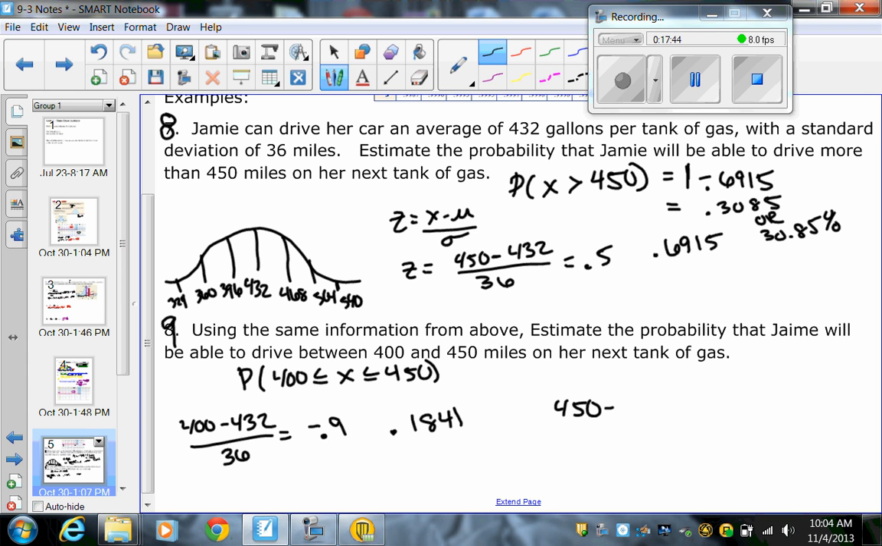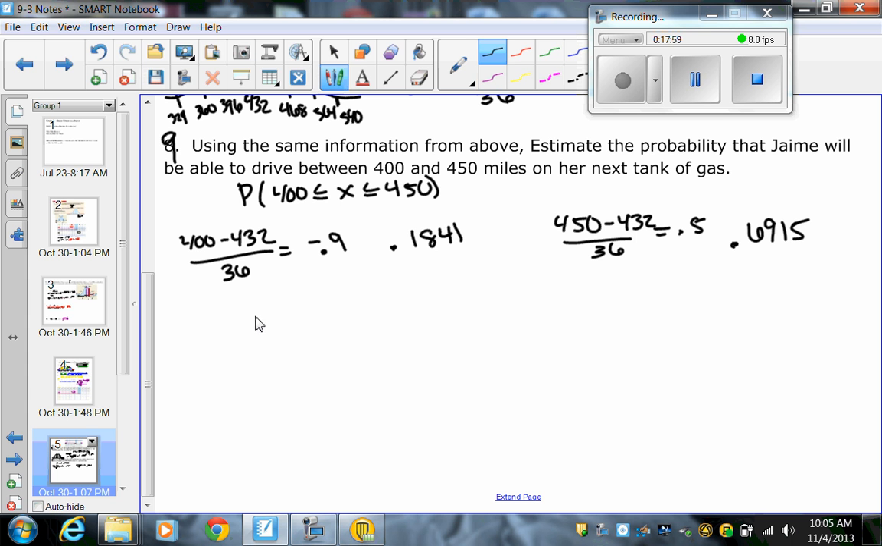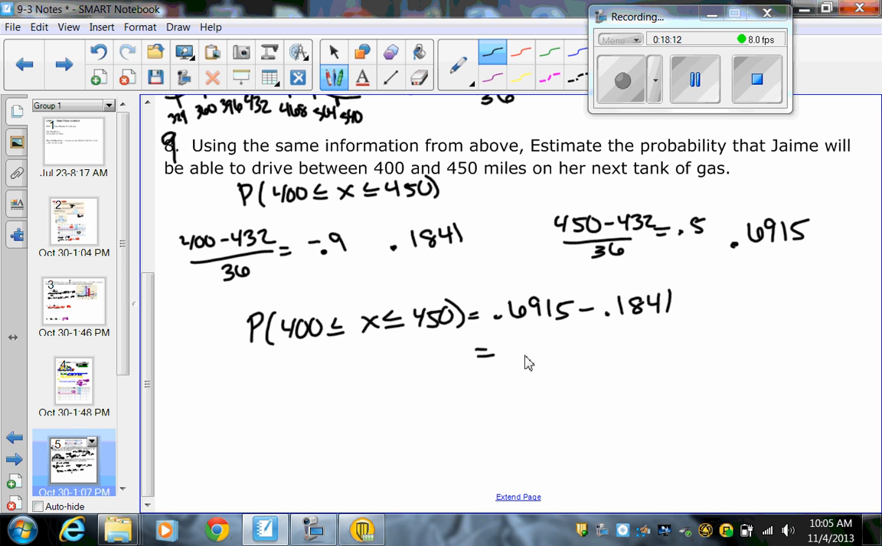450 minus 432 divided by 36 is 0.5, and the z-score associated with 0.5 is 0.6915. Now, when it's between, it's always going to be the bigger minus the smaller because you can't have a negative probability. So what we can say is that the probability that the number is between 400 and 450 is 0.6915 minus 0.1841, which would give me 0.5074, or 50.74%.